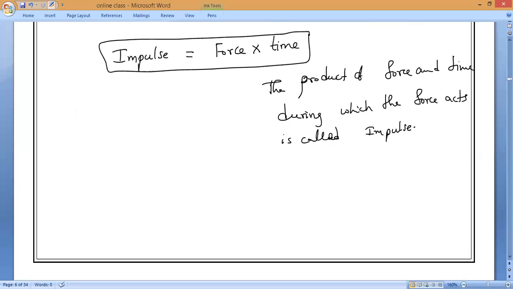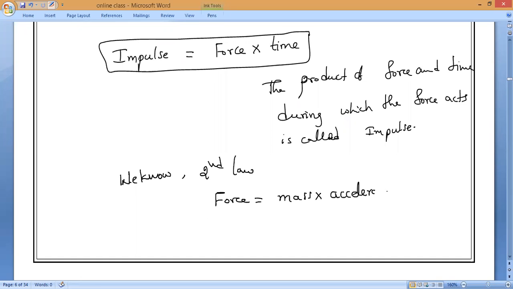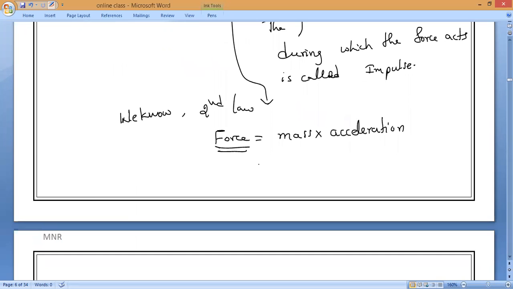Now if you notice very carefully, impulse is equal to force into time. But we know that from Newton's second law, what do you mean by force? Force is equal to what, guys? Please respond. Mass into acceleration. Now, in place of F, can I write mass into acceleration? Yes or no, guys? Is it right or wrong? Yes, sir. Metakshri, Vartani, what will happen? Impulse is equal to what? What is the formula? Tell me.